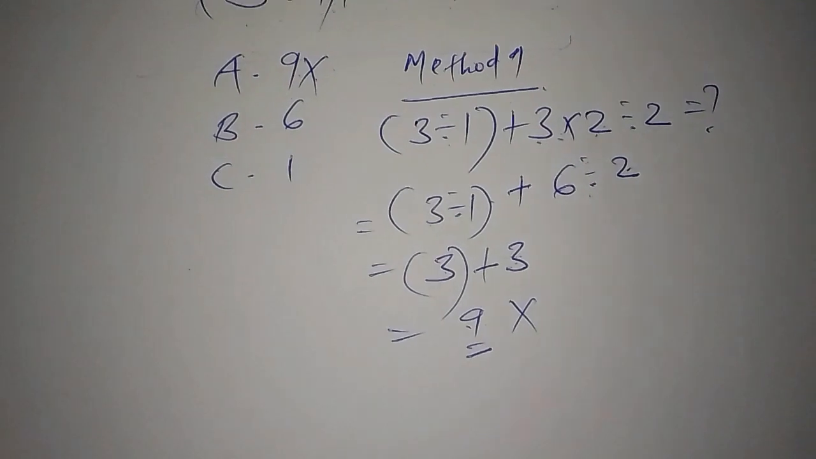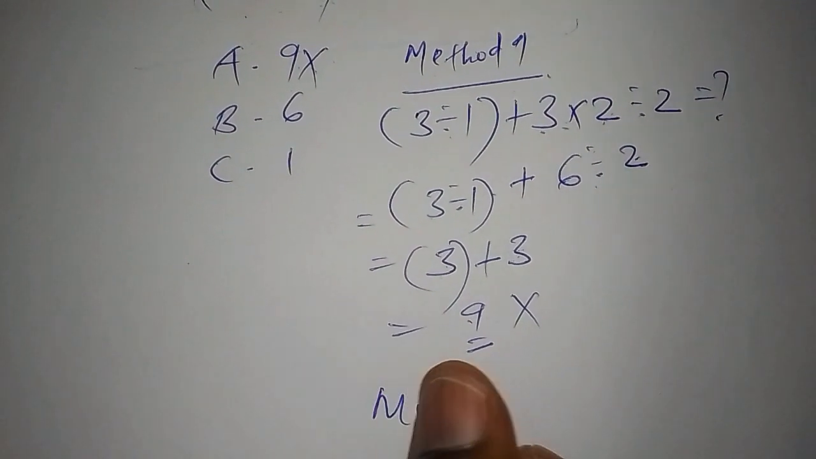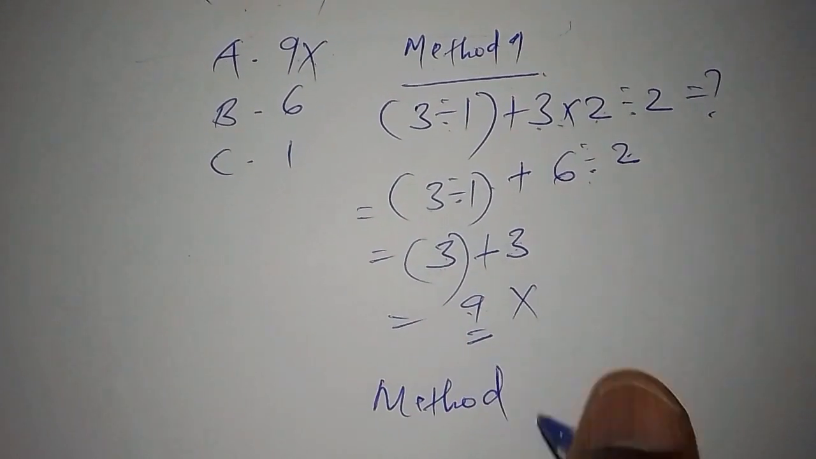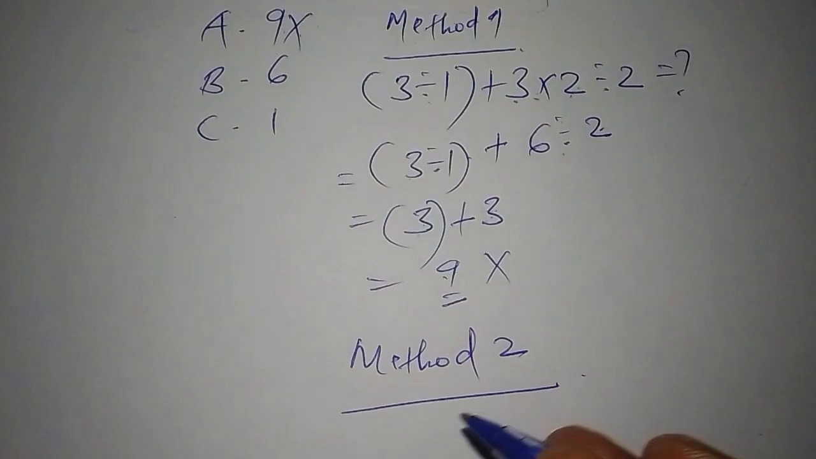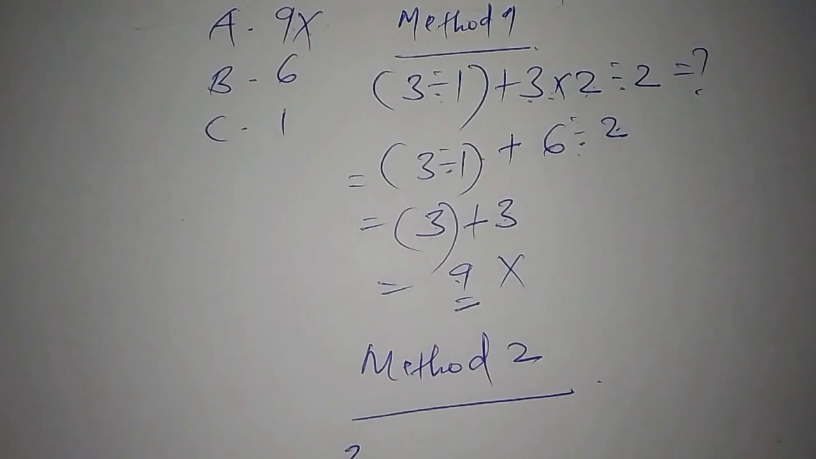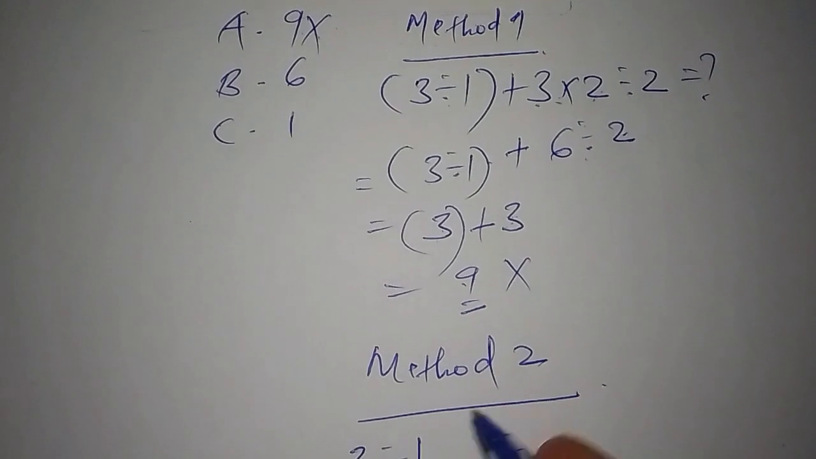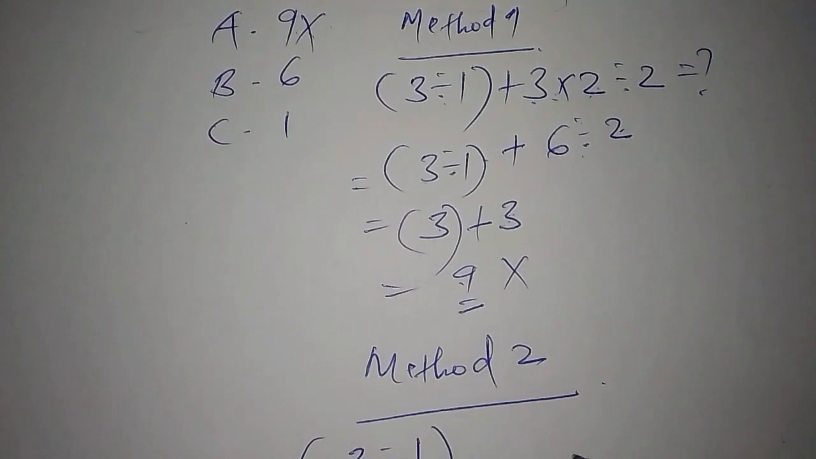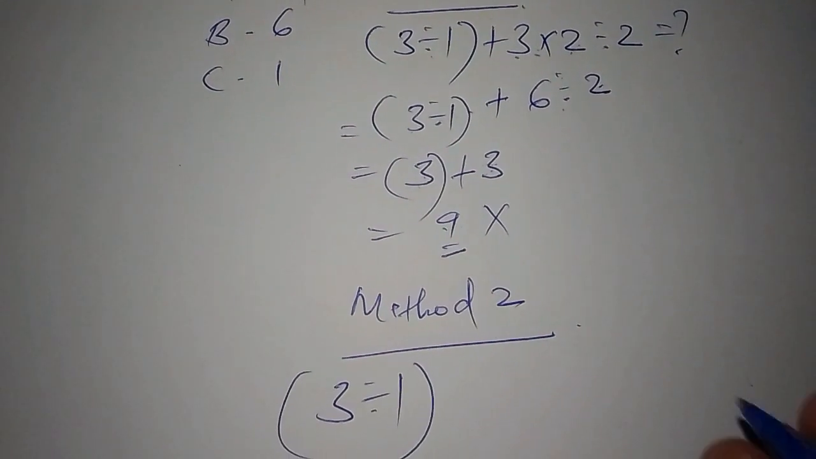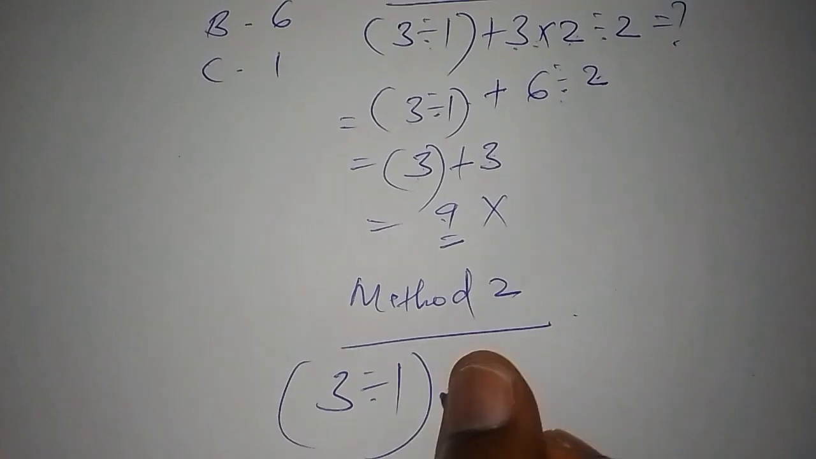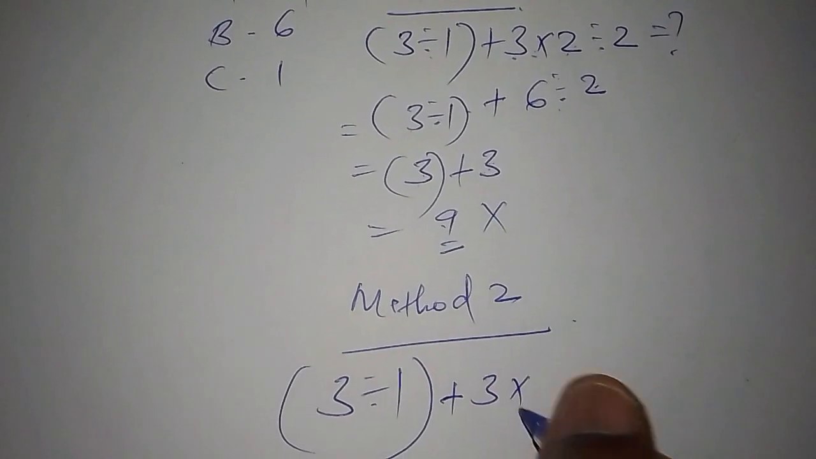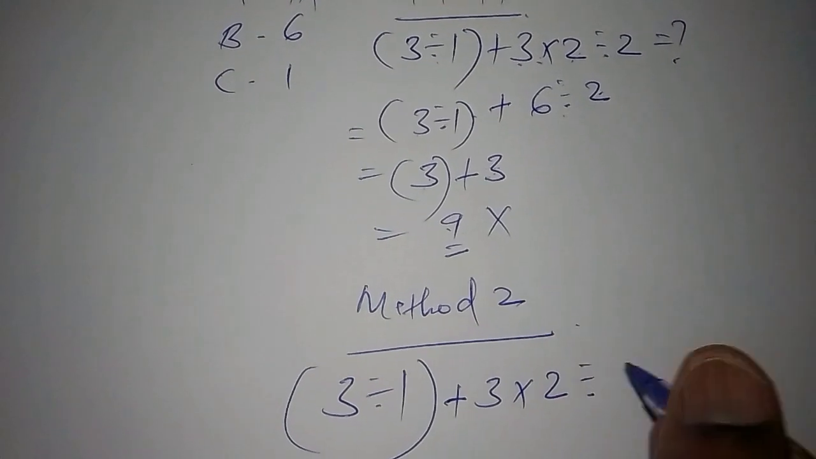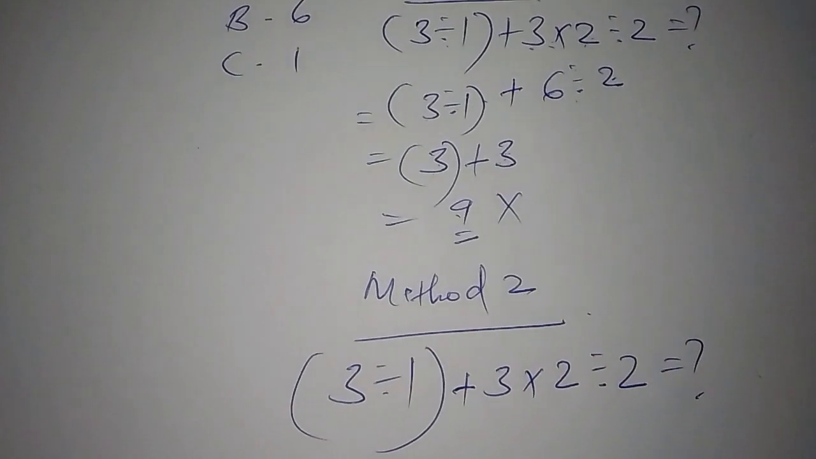So method 2, this one was method 2 now. Allow me to copy the question. So it was 3 divided by 1, then you close the bracket there. Okay, add 2, add 3, multiply by 2, divide by 2. So what was the answer?